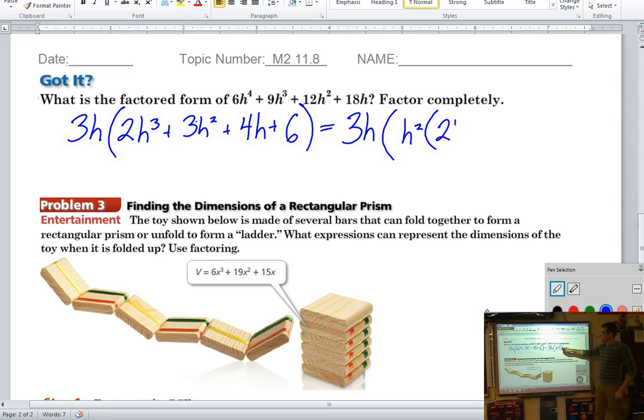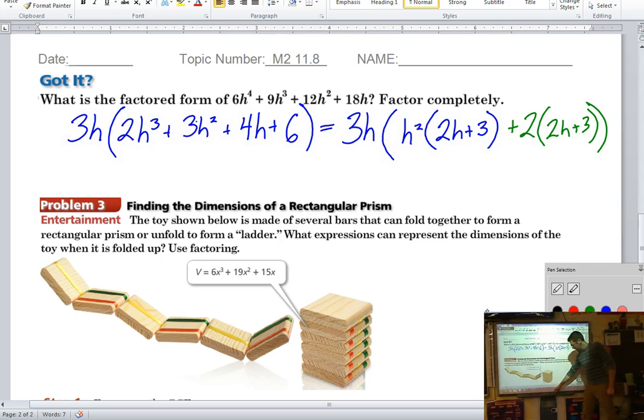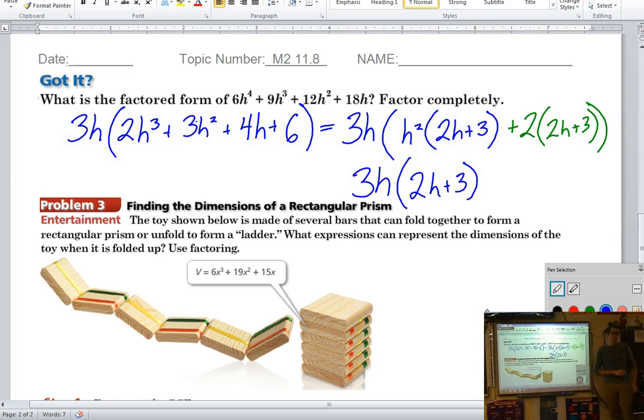2h plus 3. And then that's plus 2, and then parentheses 2h plus 3. So this, in the end, comes out to be 3h times 2h plus 3. I like to use my common binomial first, just to get it out of the way. Then the multipliers that you have left over, the 3h and the 2.